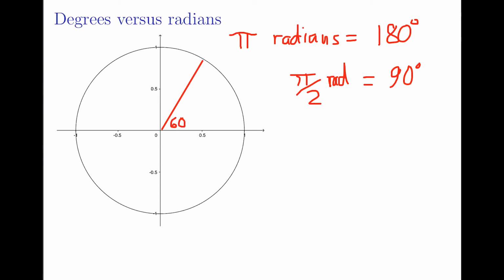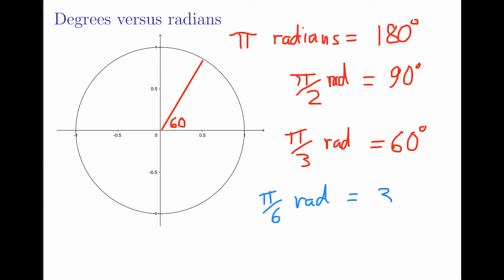So if that's 60 degrees, how does 60 degrees compare to 180 degrees? Well, 6/18 is 1/3. So it seems to me then that 60 degrees, which is a third of 180, should be the same as pi over 3 radians. Similarly, if you had something like pi over 6 radians, that would be the same as 30 degrees. Pi over 4 radians is the same as 45 degrees.